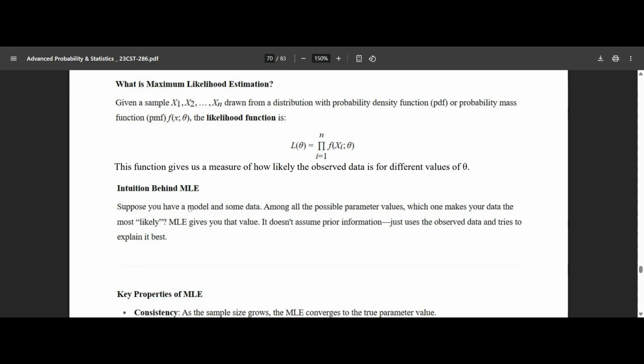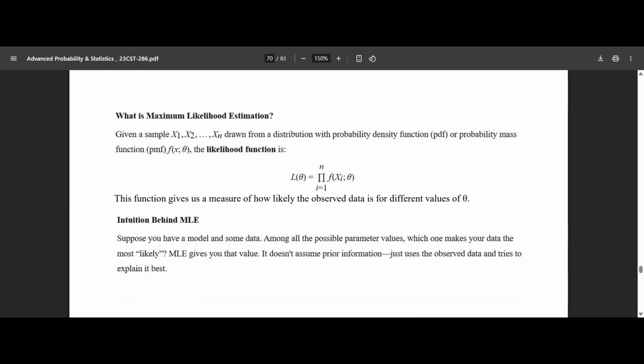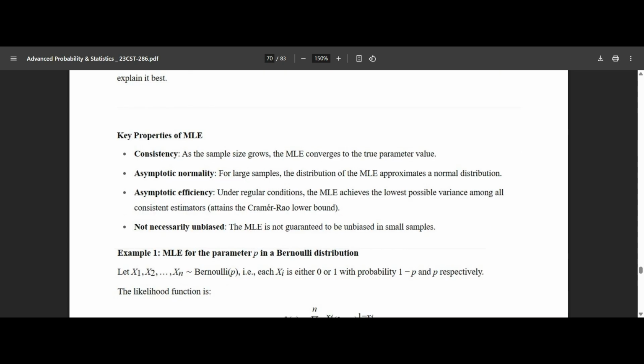Suppose you have a model and some data. Among all the possible parameter values, which one makes your data the most likely? MLE gives you that value. It does not assume prior information. It just uses the observed data and tries to explain it best. So the key properties of MLE: consistency, asymptotic normality, asymptotic efficiency, and not necessarily unbiased.